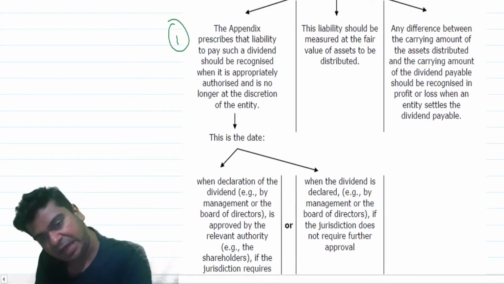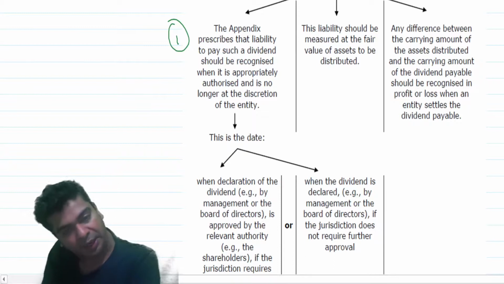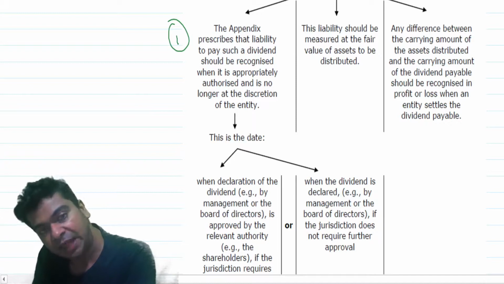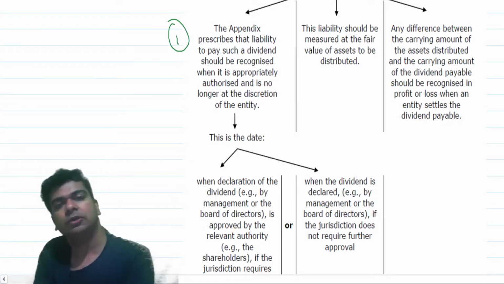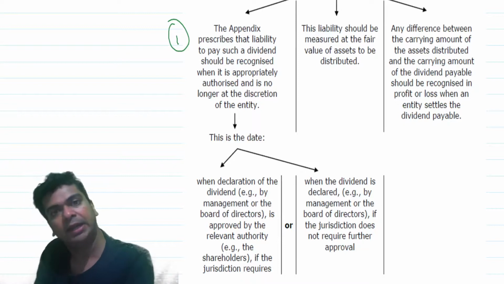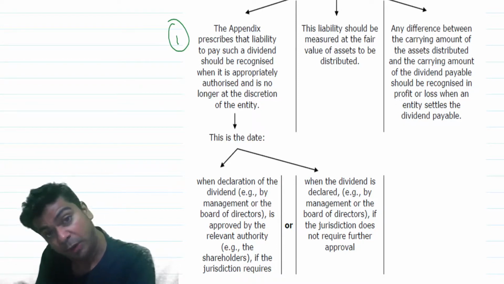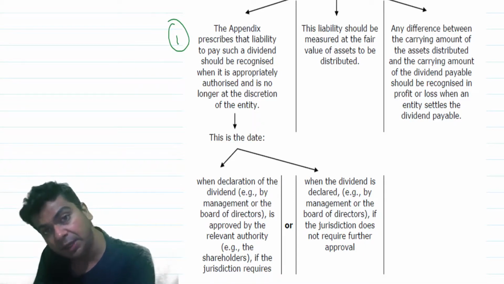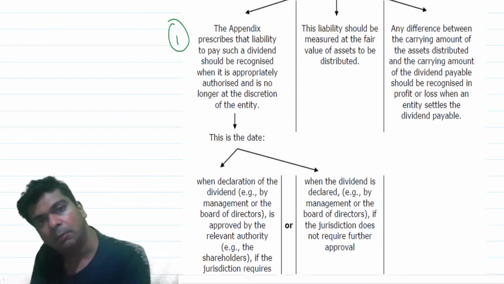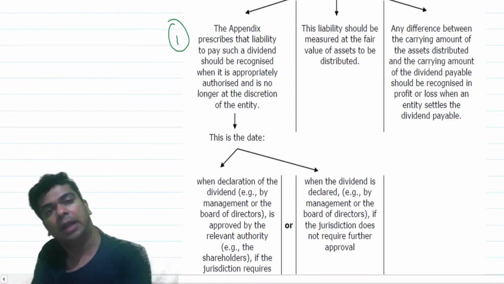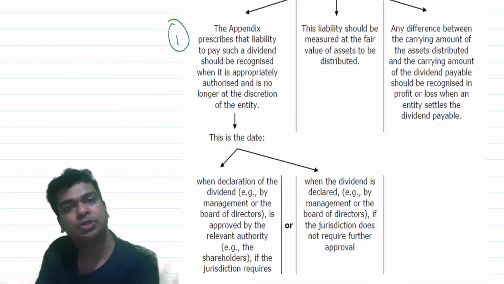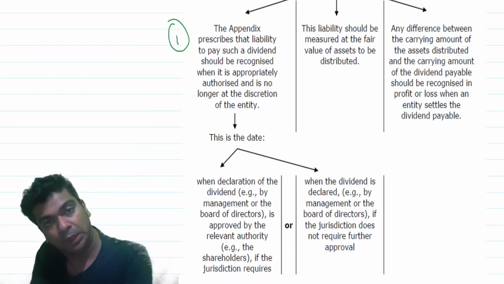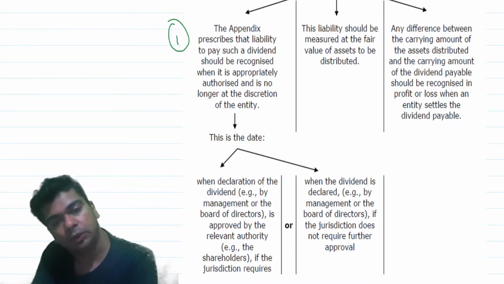The appendix prescribes that the liability to pay such dividend should be recognized when it is appropriately authorized and is no longer at the discretion of the entity. What it is trying to suggest is that the accounting entry relating to dividend payable in the form of a non-cash asset should be recorded only once the dividend is authorized. By dividend getting authorized, we mean the company now has no realistic option available other than the distribution of that particular asset. Now, when can we say that the dividend has got authorized?